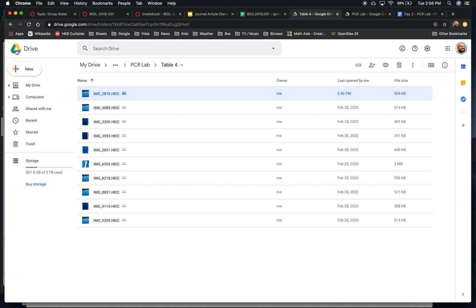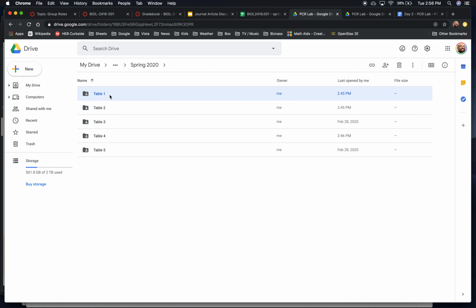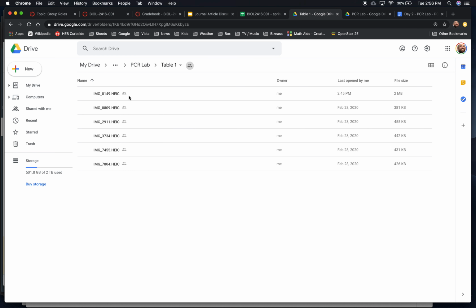For some of you, I'm just going to pick another table. I'm not trying to pick on anybody in particular. Let's just look at table 1. It's the first one on the list. And we look at their data.